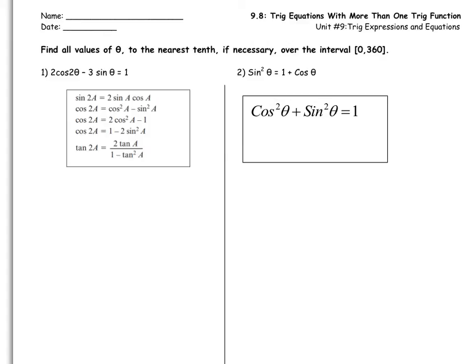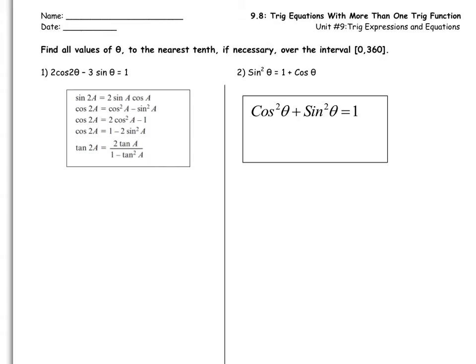Hi everyone, today we are going to discuss solving trig equations that have more than one trig function in it. And if you see here in example number 1, we've got a cos and a sine. Now, the goal is to use only one trig function. You either need cos or you need sine.